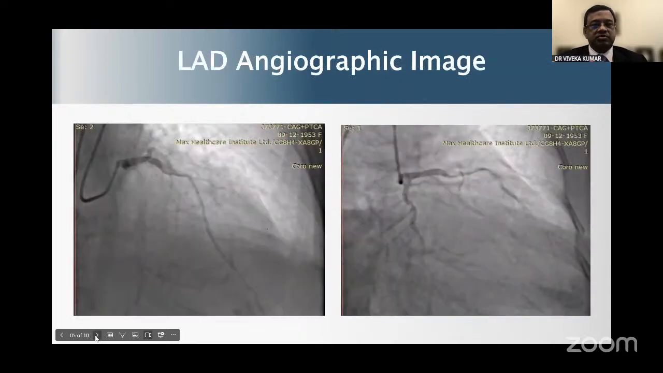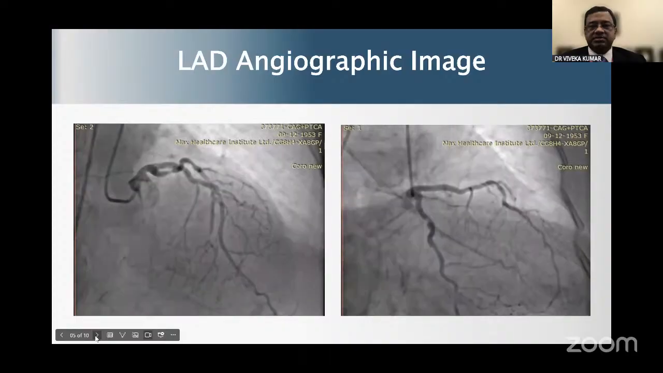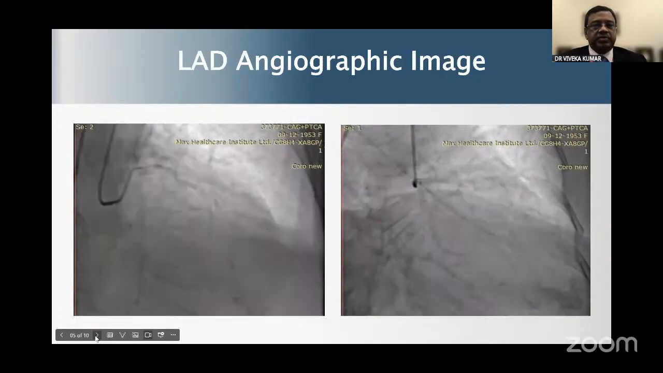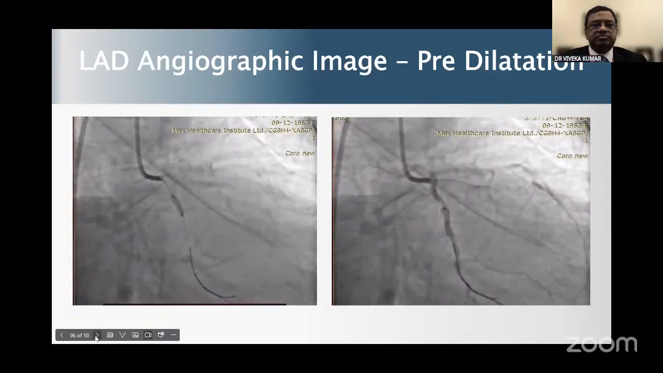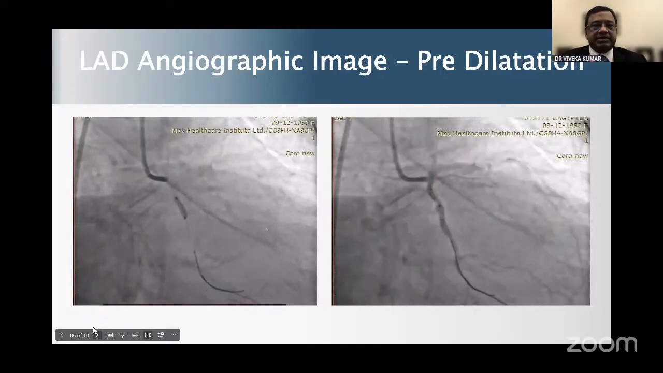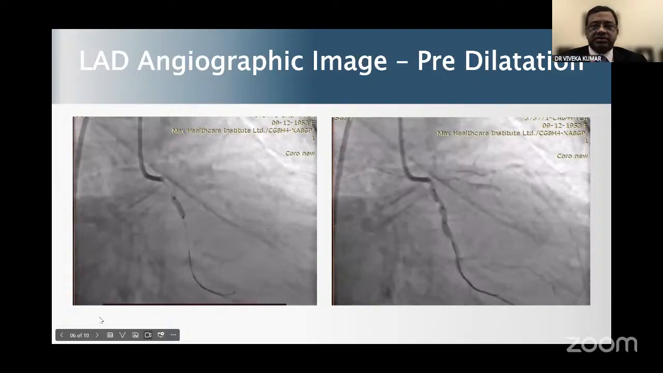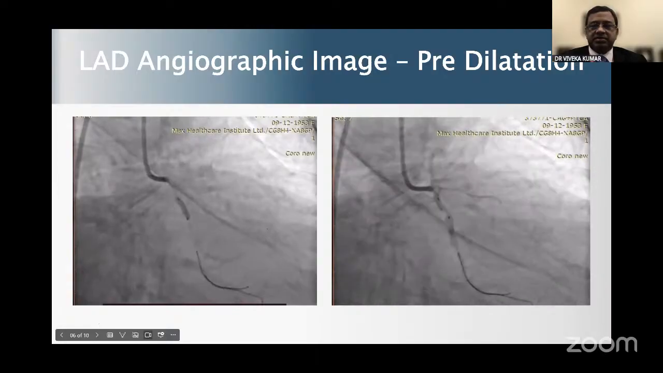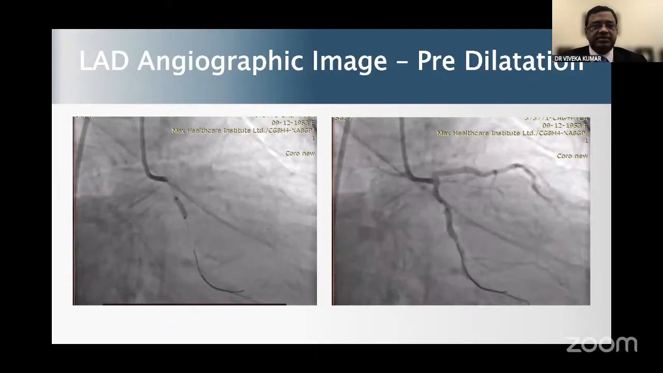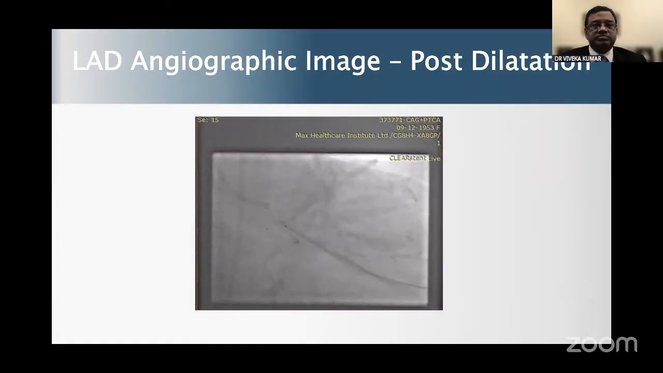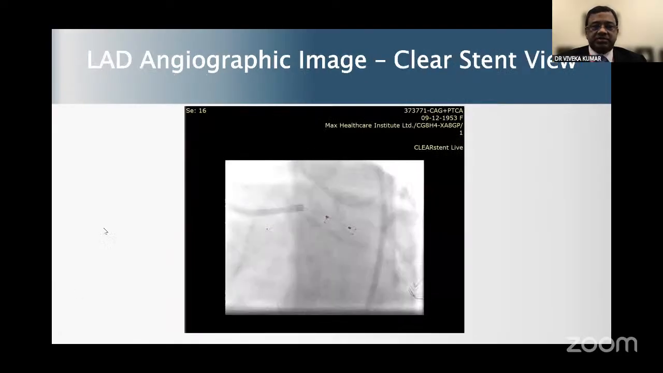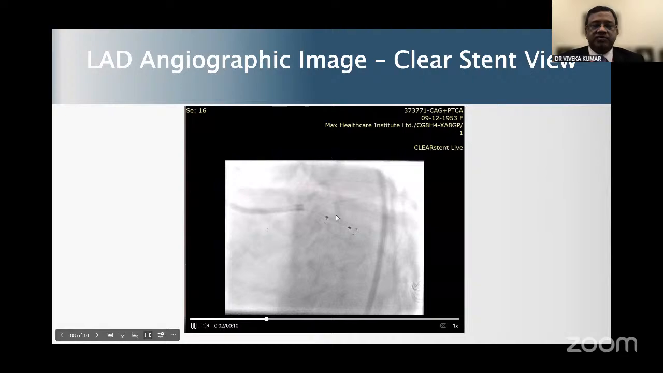Yeah, so this is the angiogram. So you can see the patient. Here we had done the pre-dilatation. I think by mistake they have written LED instead of LCX. So post imaging, you can see this is a very important and useful piece of this stent.